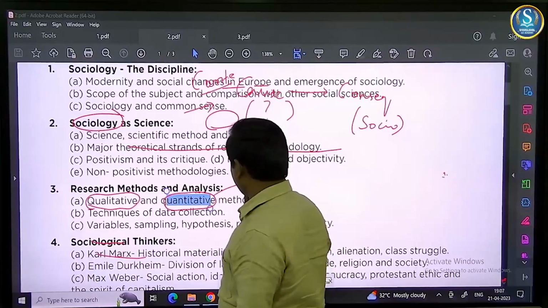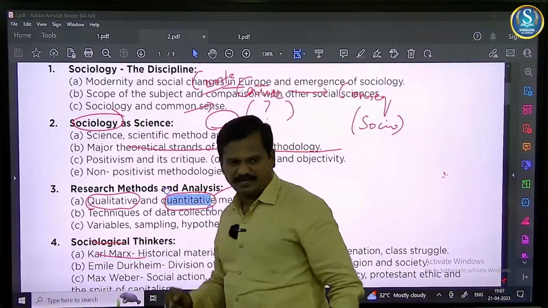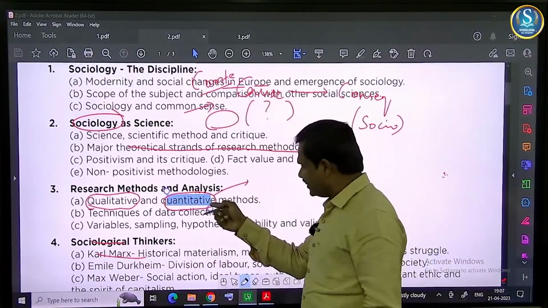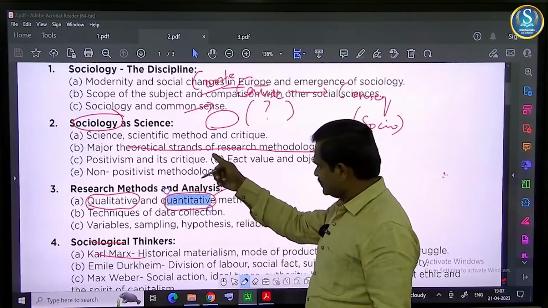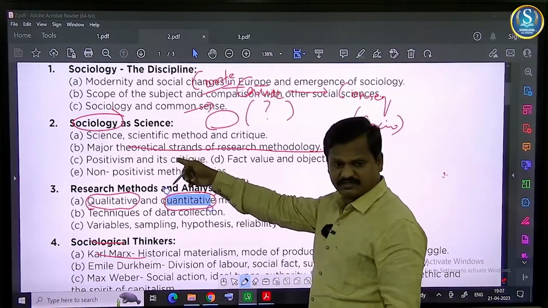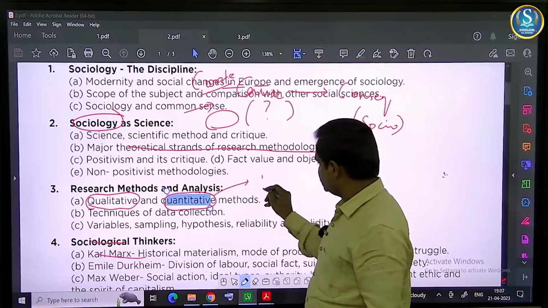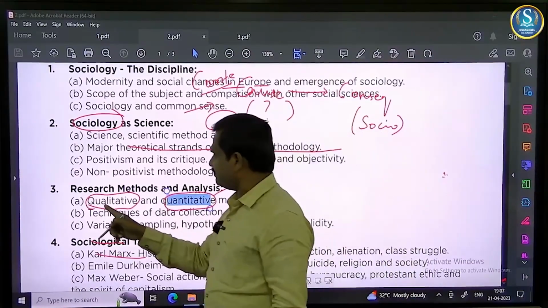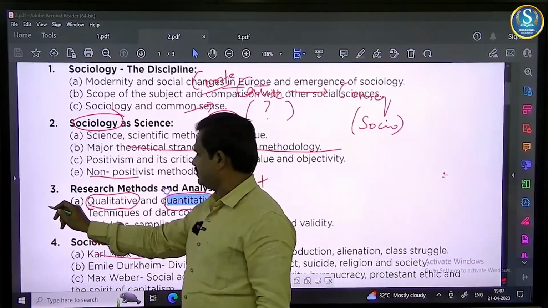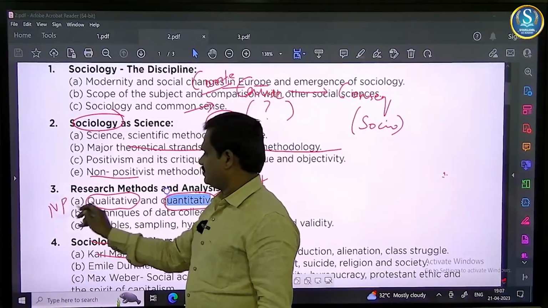Quantitative methods will be proposed by whom? Second unit. Who will say quantitative methods? Who says sociology is a science? Positivists. Who says qualitative? Over.